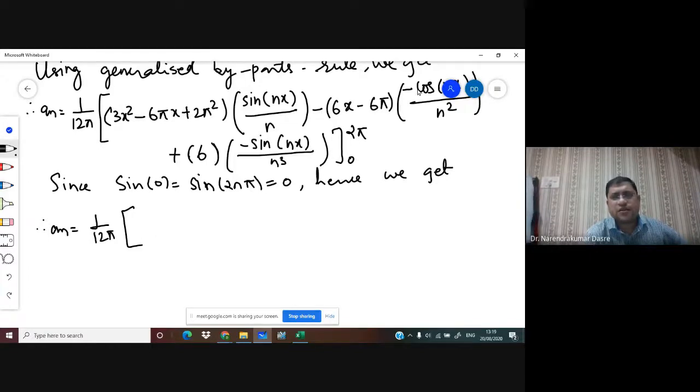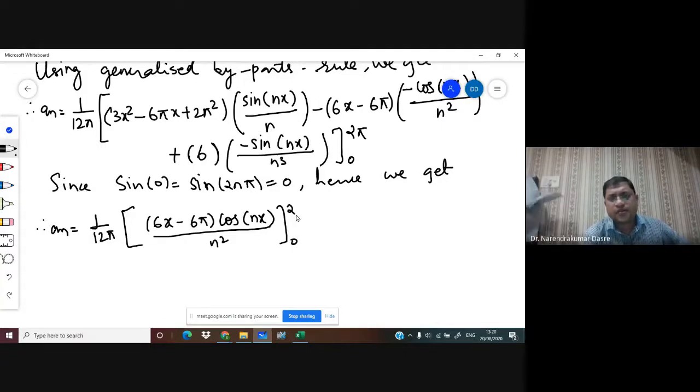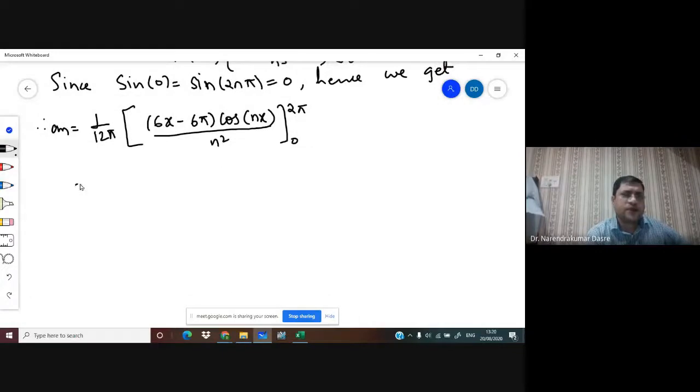So this minus and this minus will become plus. Both the terms will get cancelled, or will be 0. So it is 6x minus 6π cos of nx on n square, and this is from 0 to 2π. Okay, so let us apply the limits. So 1 upon 12π, and if I put x is equal to 2π, then this will become 12π minus 6π.